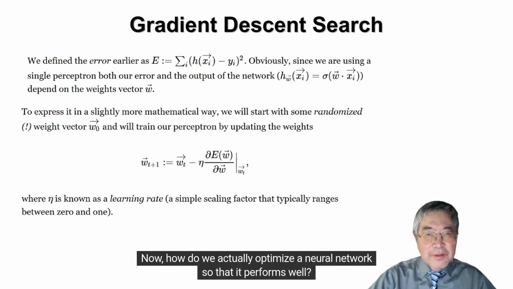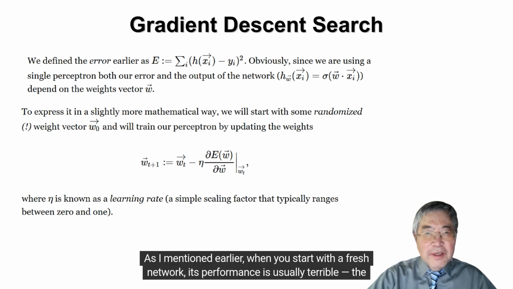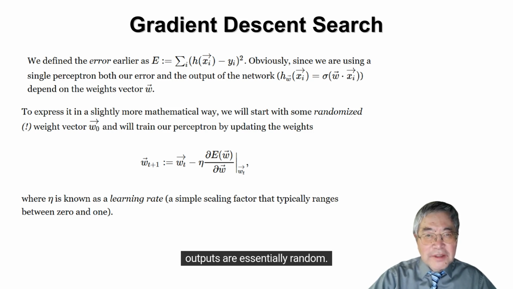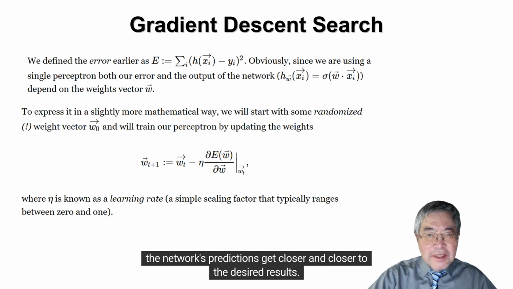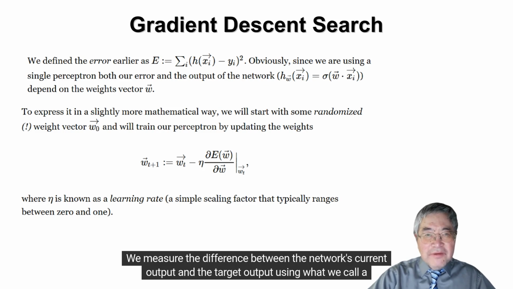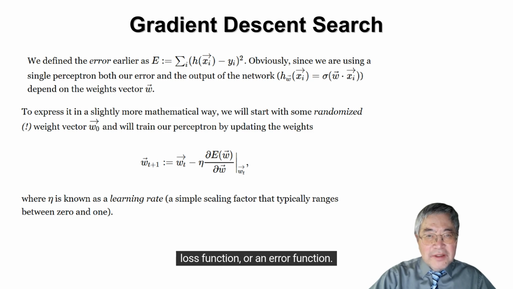Now, how do we actually optimize a neural network so that it performs well? As I mentioned earlier, when you start with a fresh network, its performance is usually terrible. The outputs are essentially random. The idea is to adjust the parameters, the weights, which we represent as a vector w, in such a way that the network's predictions get closer and closer to the desired results. We measure the difference between the network's current output and the target output using what we call a loss function or an error function. The goal is to make this error as small as possible.